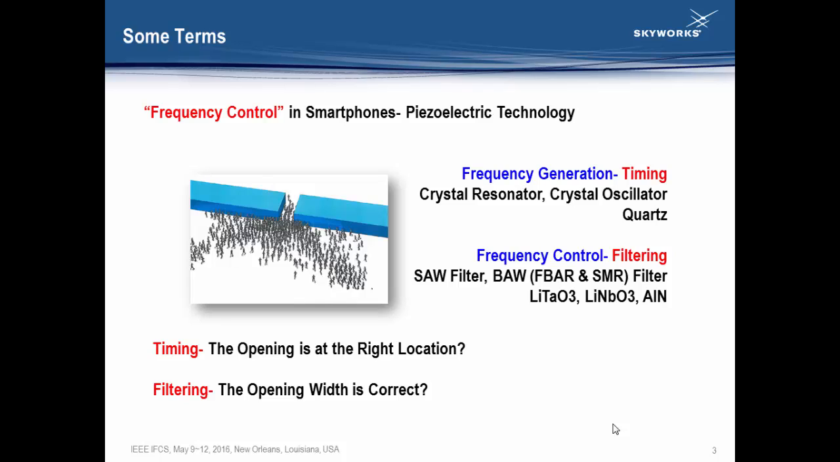So for timing inside a smartphone, basically the timing is the opening of this door, is it at the right location? So there's an RF spectrum, okay? You want to have very good timing to make sure it's synthesized at the right location for RF transmissions. So that's timing. Filtering, of course, is once you have the correct opening, then you want to make sure that the width of the opening is correct also. So that's controlled by the filters. So I think timing and filtering are both very important inside smartphones.